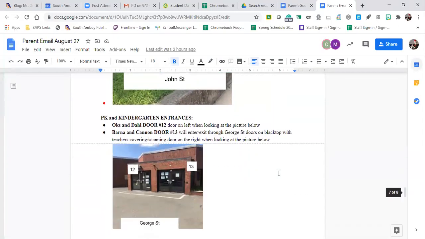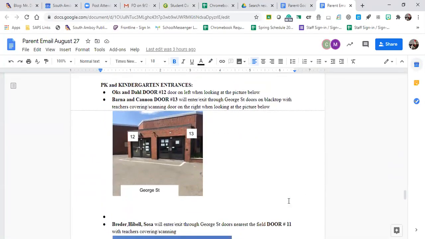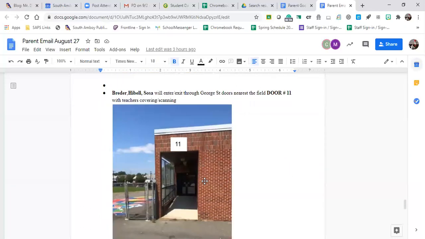Pre-K and kindergarten, we are out on George Street. Miss Oakes and Miss Dahl are door number 12. Now, if you remember, second grade and Miss LaMagna were over here on the right. Door number 12 is the leftmost door when you're facing the building, and that is for Miss Oakes and Miss Dahl. Miss Barna and Miss Cannon, door number 13, that are the 2 right doors on that building. Miss Breeder, Miss Hybel, and Miss Sosa are all going to be exiting this door.